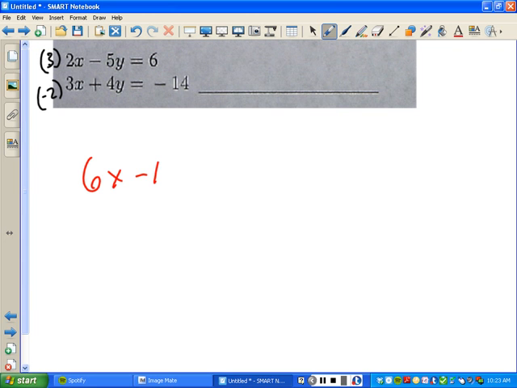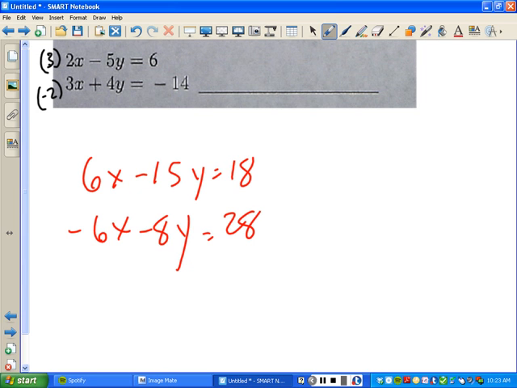6x minus 15y equals 18. -6x minus 8y equals +28. Do we agree? Adding straight down.